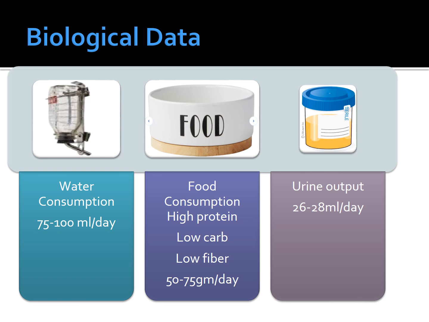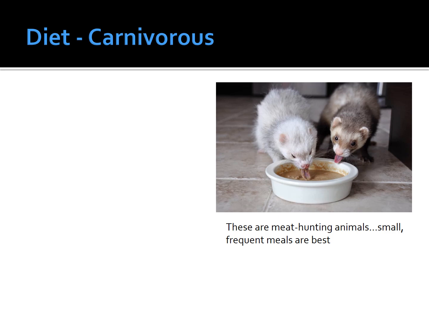Their food consumption is very specific. These are animals that have to have pretty much a keto diet. So high protein, low carb, low fiber, and a lot of it a day based on their body weight and their sex. Boys will eat more than girls. These are meat hunting animals, so giving them small, frequent meals is definitely better than giving them big meals all at once.